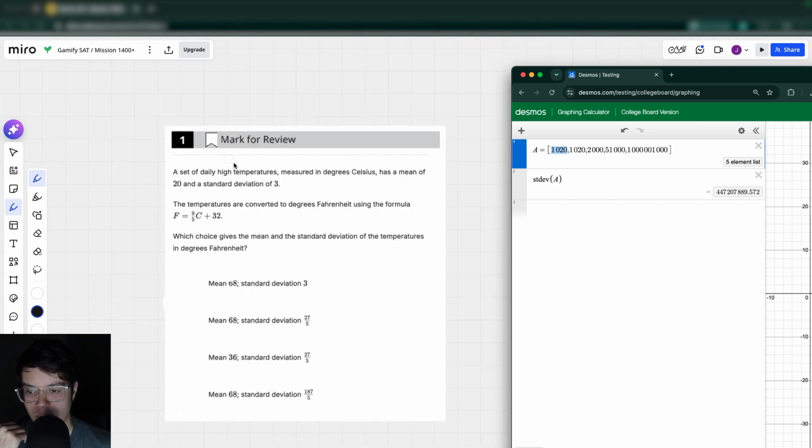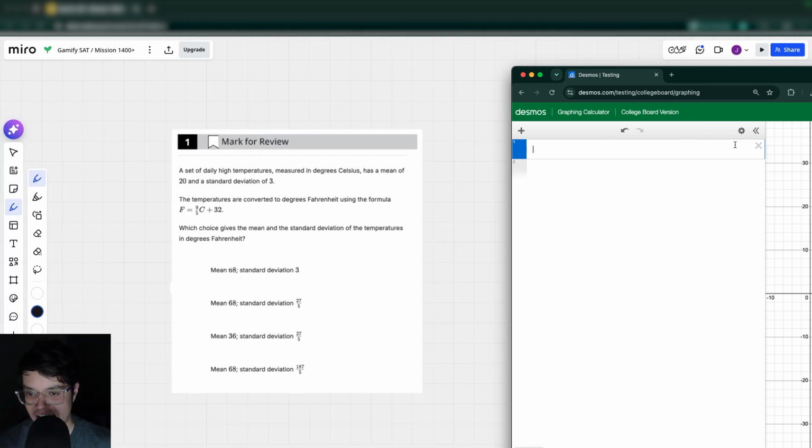And we can see this in a problem like this. So in this problem, you have a set of high temperatures and it's measured in Celsius. It has a mean of 20 and a standard deviation of 3. Then they put all the different values in this big formula of 9/5 C plus 32. What is the new mean and standard deviation?